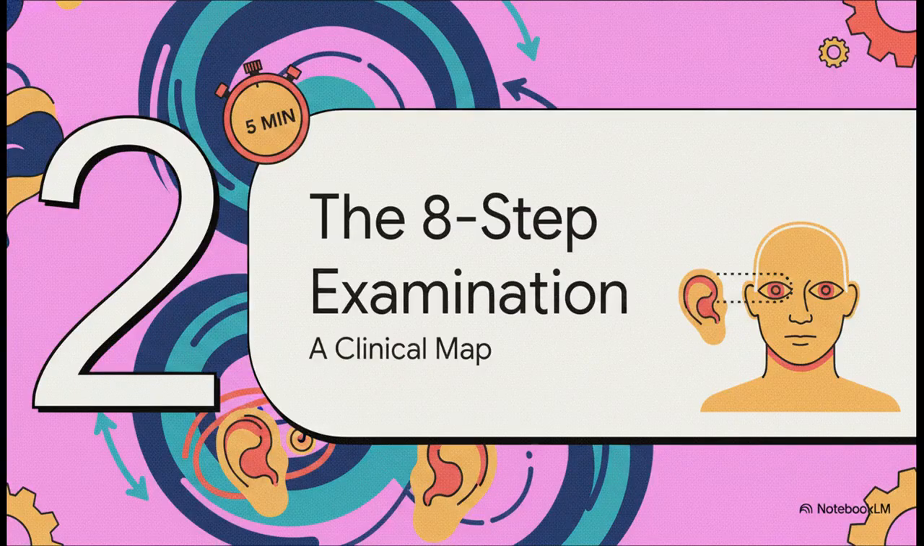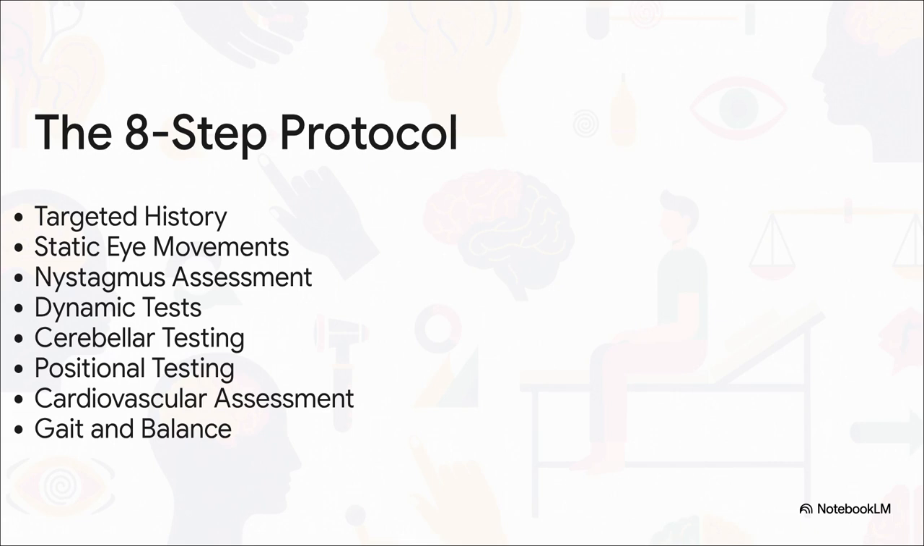So what exactly is this system? Let's lay out the framework. This is the high-yield, 5-minute examination that gets the job done. Here it is. This is our clinical map, the 8-step protocol. It all starts with the patient's story, the targeted history. Then we move into a really precise assessment of eye movements to screen for any central signs. From there, we do our dynamic and positional tests to see if we can provoke those vestibular symptoms. Then we'll assess cerebellar function, and finally, we look at the big picture, gait and balance. You see how each step builds on the last? This is how we make sure nothing critical gets missed.